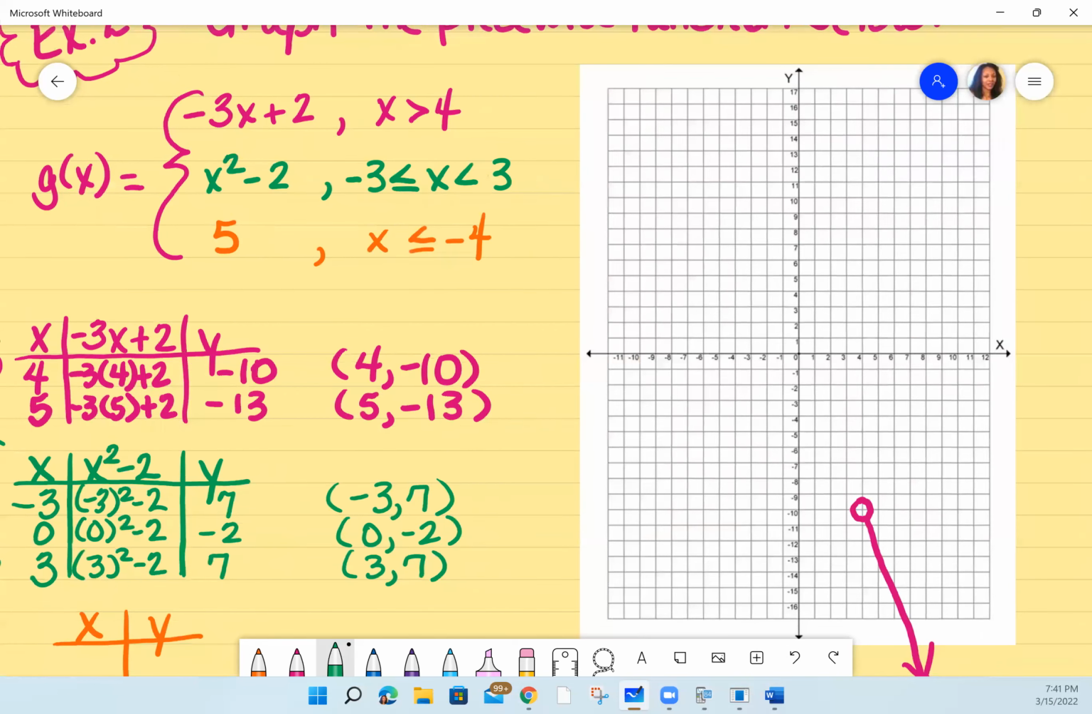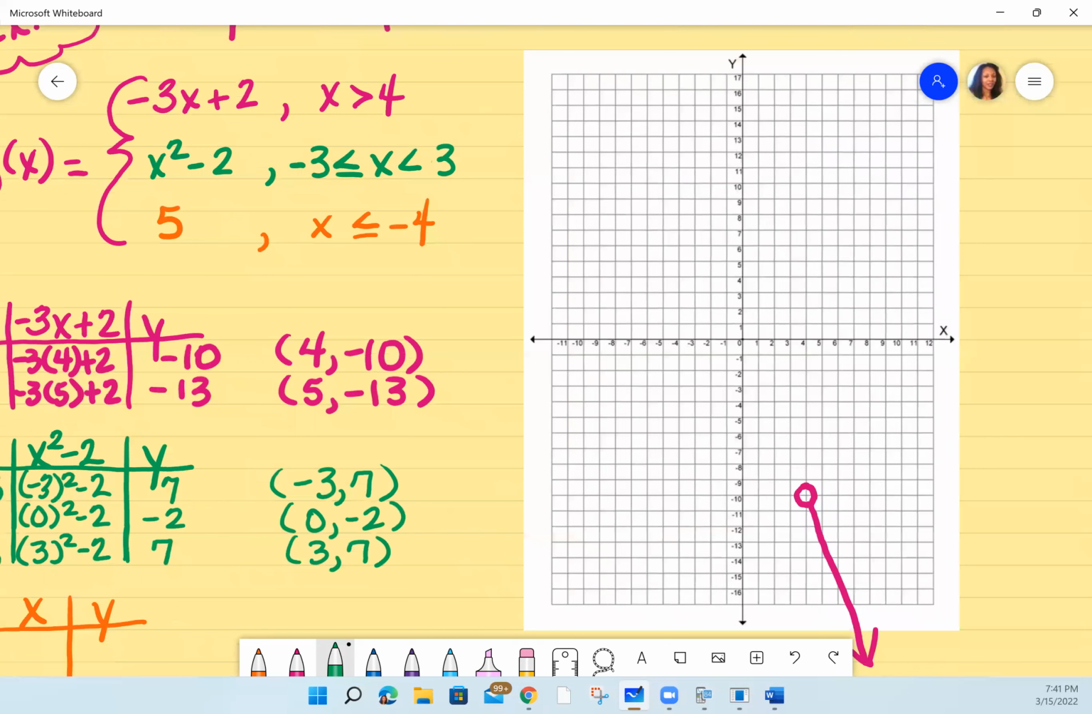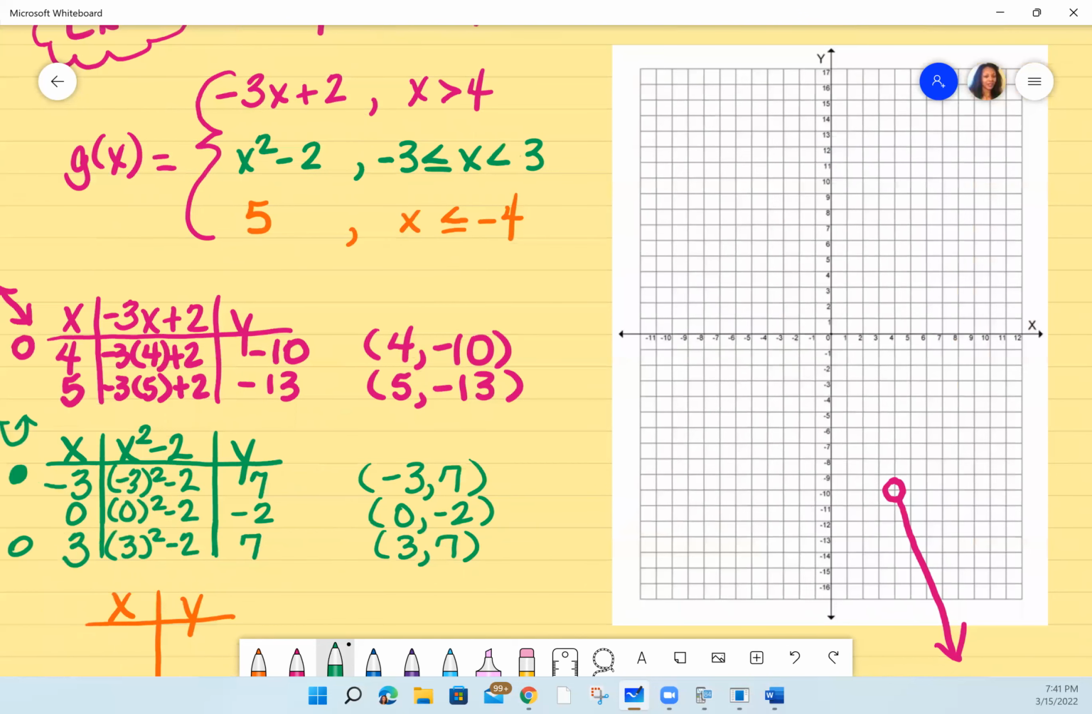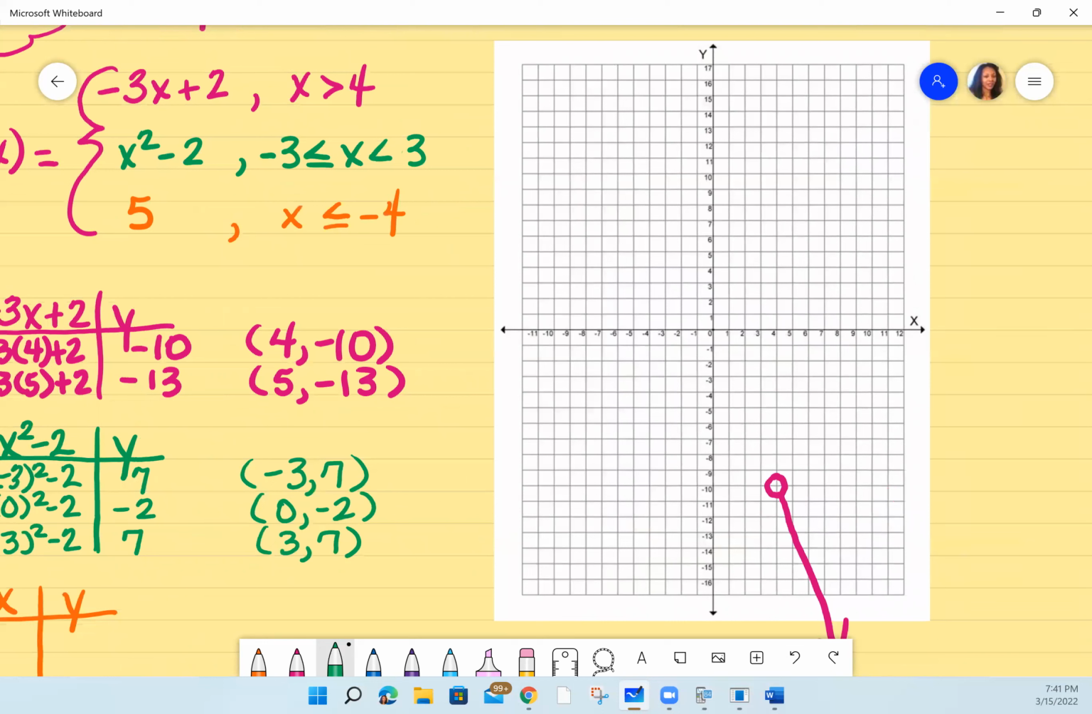So once I plot those points, at -3 and 7, I have a closed circle. And then at 3 and 7, I have an open circle. My additional point that I used was 0 and -2. That just happens to be my vertex. So I'm going to attempt to draw this parabola. It's not going to be perfect, but it's okay. So that's my parabola.